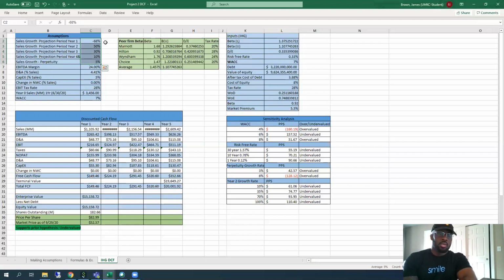Mine is 5.5% for the compounded annual growth rate, which his appears to be higher than that. And my terminal growth rate is 2.5. His is double that of mine. And so that creates a difference. But across the board, a lot of things are the same. We use the same market premium. Our weighted average cost of capital is relatively the same also.